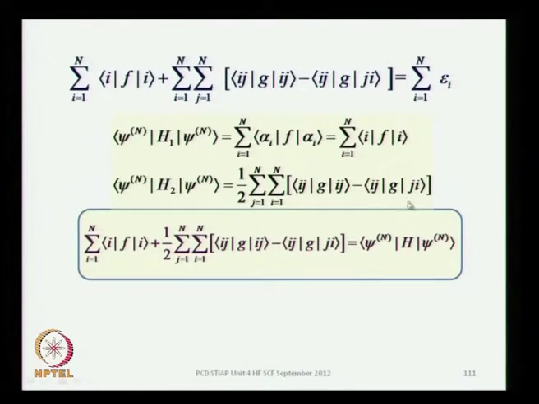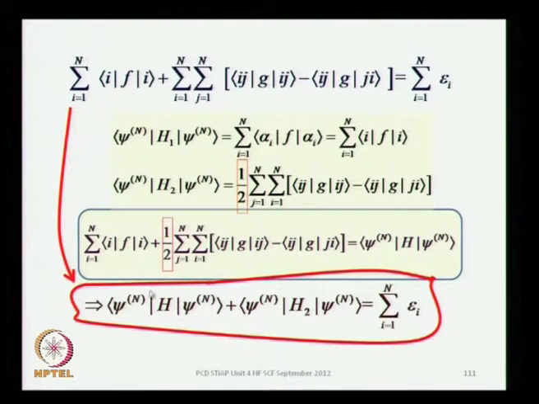So, if you take this expression and add to it another half, then you get the left hand side of this. So, that is what you have. You take the expectation value of the Hamiltonian, add to it the expectation value of H2, and that is what gives you the right hand side, which is the sum of these epsilon i which appear in the Hartree-Fock equation.